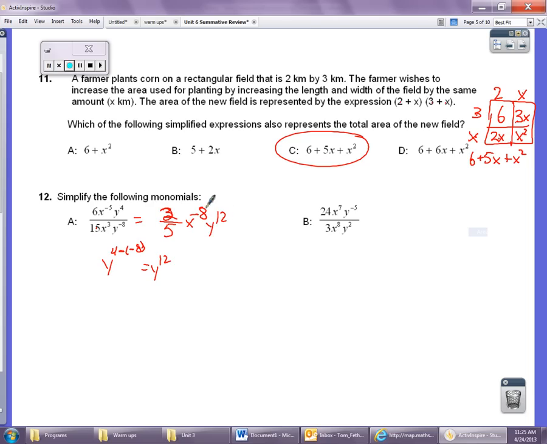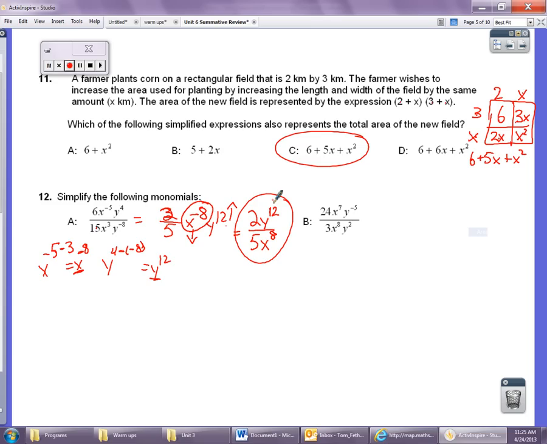Now, when I get this, what I know is I cannot have a negative exponent. I got x to the negative 8 because negative 5 minus 3 is negative 8, and y to the 12th. But I can't have a negative exponent, so that needs to go in the denominator. The y is going to stay in the numerator, so my final answer is going to be 2y to the 12th divided by 5x to the 8th.